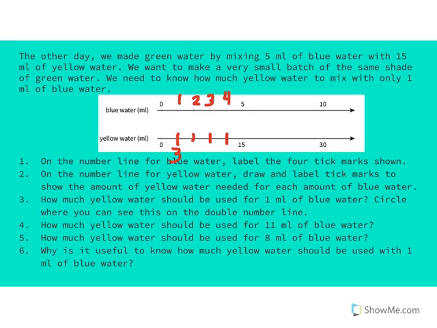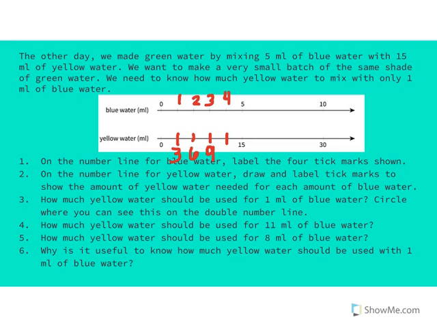So now we have 1 to 3. 1 milliliter of blue to 3 milliliters of yellow. We're going to double that because we took 1 times 2 to get 2. So what's 3 times 2? 6. Go back to our original ratio of 1 to 3. So we're going to take 1 times 3 to get 3, and 3 times 3 to get 9.